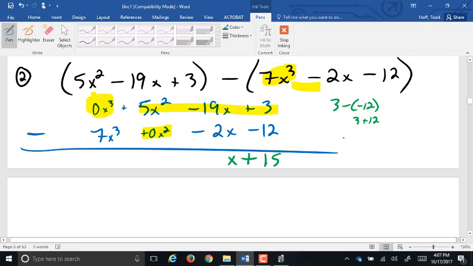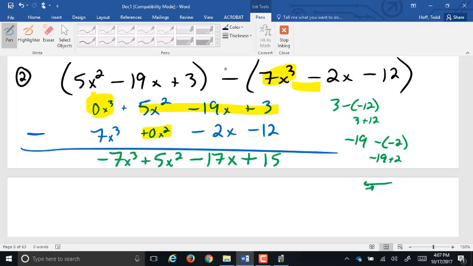Then here, negative 19x minus a negative 2x. We know the name is going to be x. Negative 19 minus a negative 2 is negative 19 plus 2, which is negative 17. Good. And then 5x squared minus 0x squared is 5x squared. 0 minus 7, negative 7x to the third. Now this was a positive 5, so put a plus in there. Any questions? Okay. Hopefully this is a little clearer than it was last time we zipped through it.